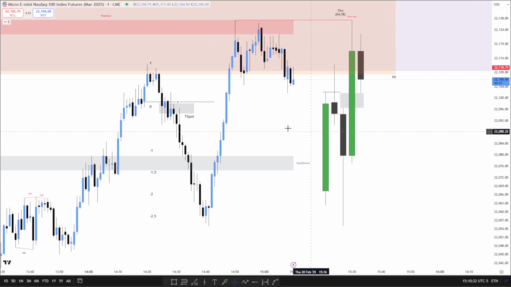But again, ideal scenario, we went up to the 1 hour, came down off of it, and then got our change in state of delivery, marked out the standard deviations, and then, you know, jumped in the trade from there. And again, you could be looking for liquidity.